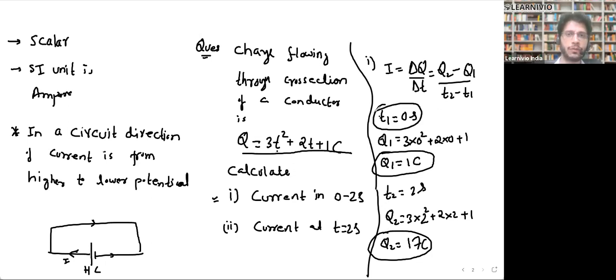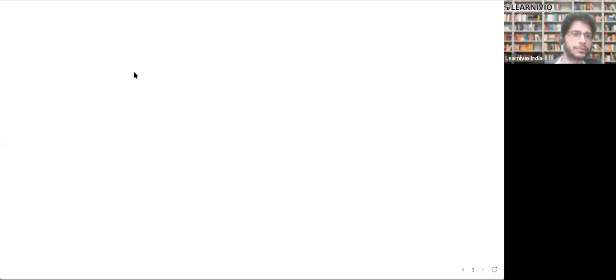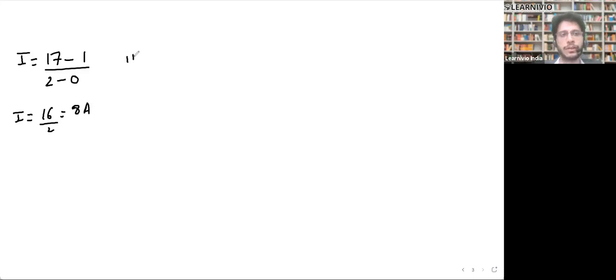Also, we have T1 as well as T2. You can just simply substitute all these values here. When I substitute all these values, I get I is Q2. Q2 was 17, right? Yes, sir. And Q1 is 1. T2 is 2. T1 is 0. So it's 16 by 2. That's 8 ampere. That's your average current.